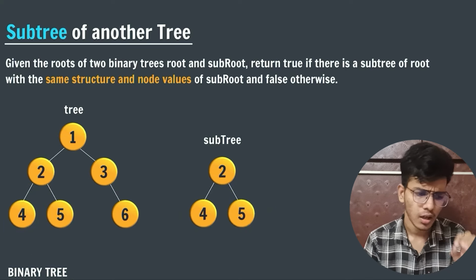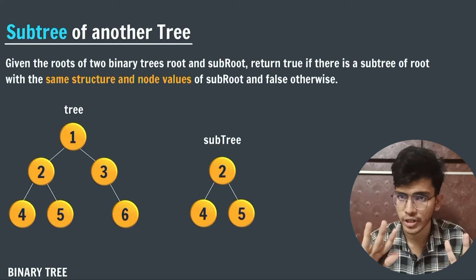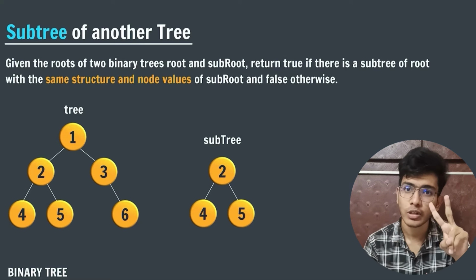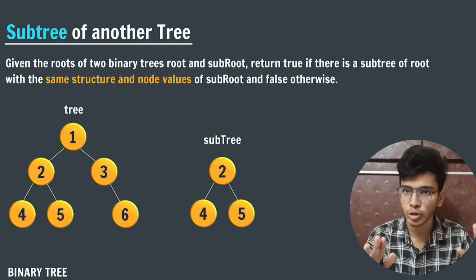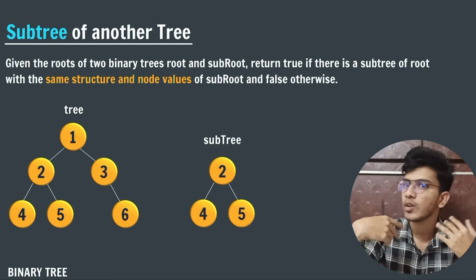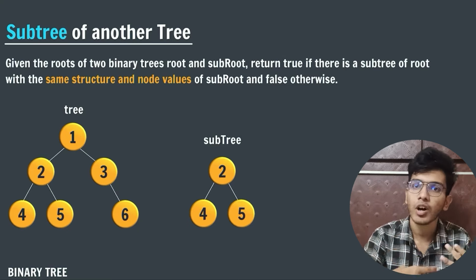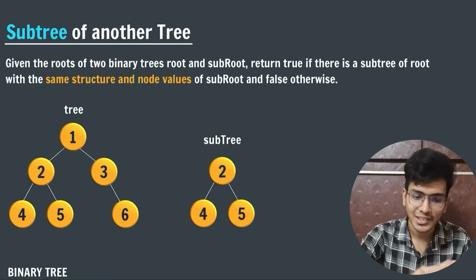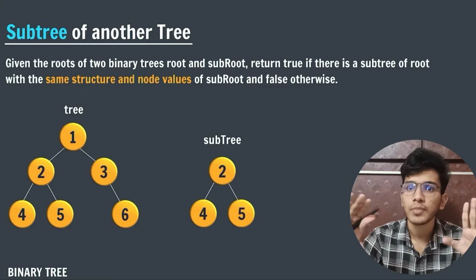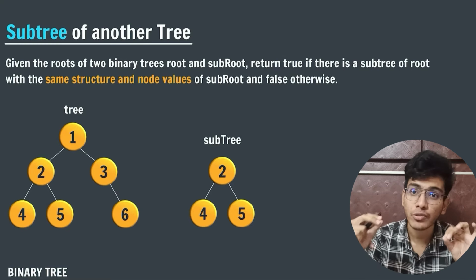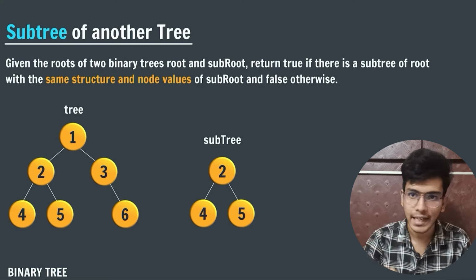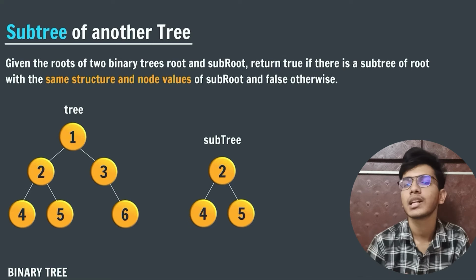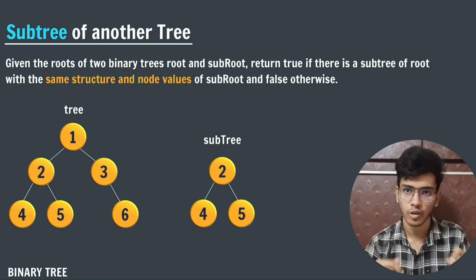So let us talk. I hope you have understood the question, what is being asked. I need to take care of 2 things. If my subtree satisfies these 2 things in the main tree, then I will return true, else I will return false. And what are these 2 things? First thing is the structure should be same, and the second thing is the actual node values should also be same. If these 2 things are satisfied, then I will return true, or else I will return false. I hope you got the logic here.